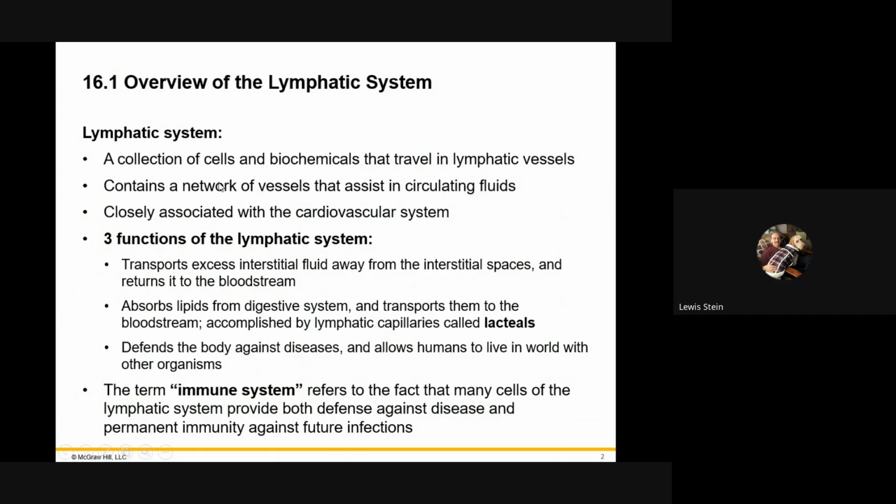And really, the system itself has a lot of cells, has a lot of structure, not nearly as complicated as other systems for that reason. And so basically, they help with your circulation. They take the heavy stuff.